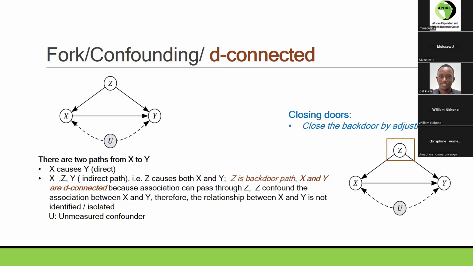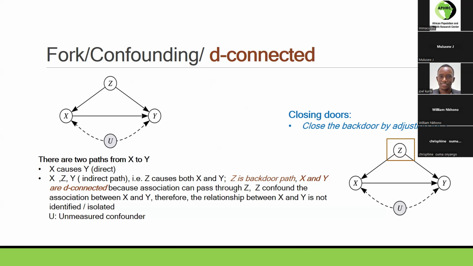One, X causes Y, that's the direct causal path. Two, X causes Y through Z, through the backdoor. Z is a backdoor for X to cause Y. That's called the backdoor. But X can also be related to Y through an unobserved variable, actually.